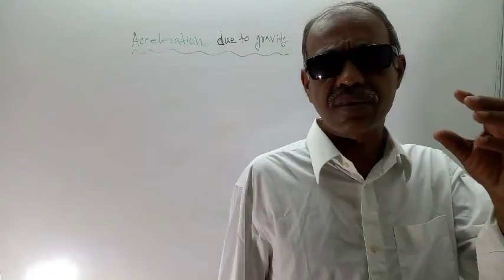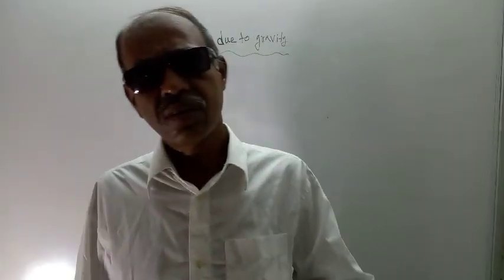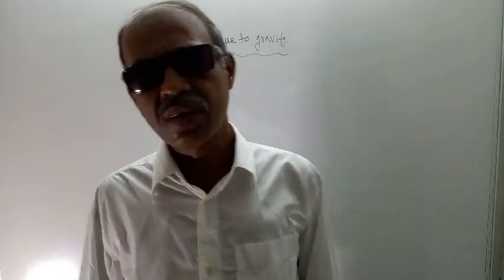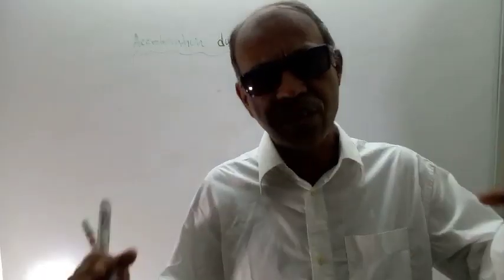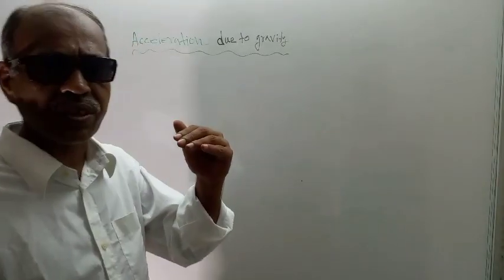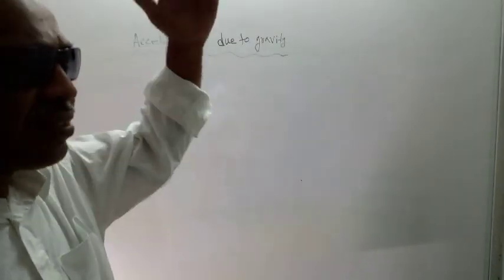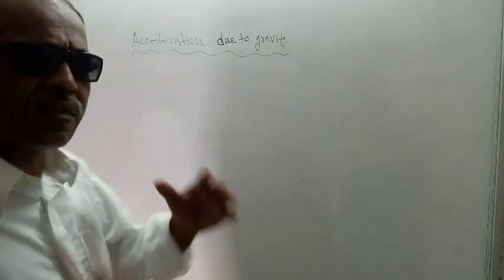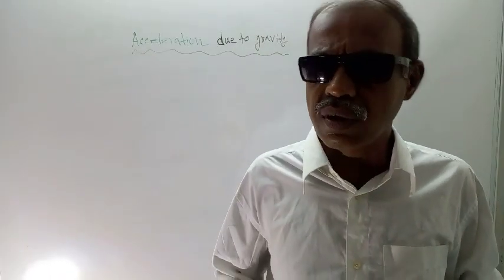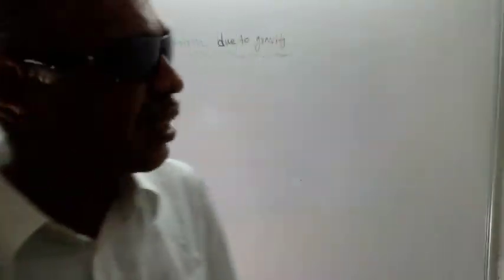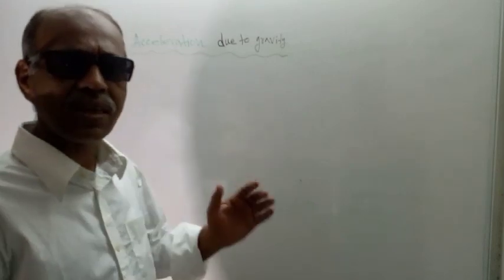If any object is on the surface of Earth, the object is having some mass and the Earth is also having some mass. So they will attract each other. So the force of attraction is acting on that object of small mass. Since force is acting on that small object, there must be some acceleration of that object. That acceleration is called acceleration due to gravity.